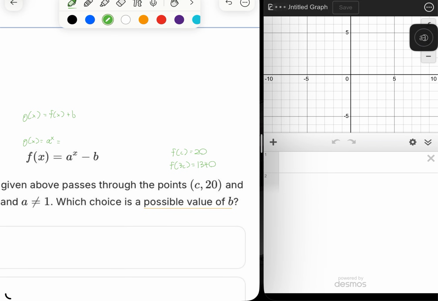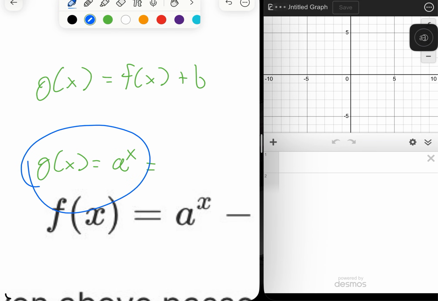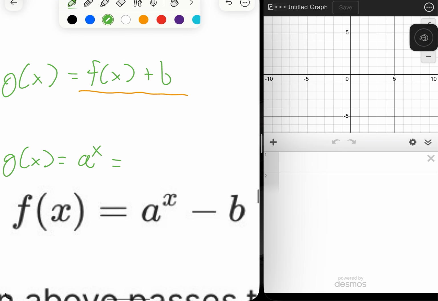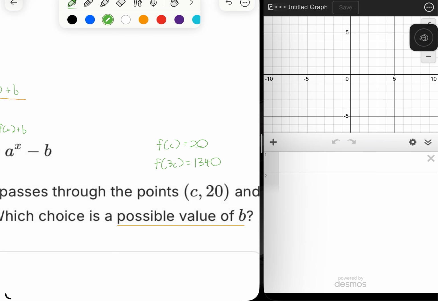Now, that's actually going to help us a lot, because earlier we defined the function g of x as a to the x, but we also defined it as f of x plus b. So what you can actually do is set a to the x equal to f of x plus b. And this makes it much easier to solve the problem, because now all you have to do is use these points that they already give us.